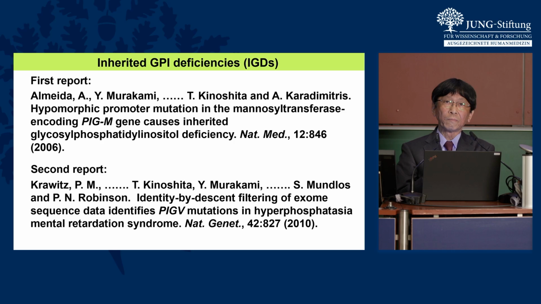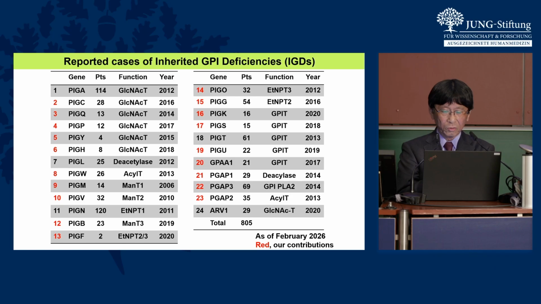Since 2010, many IGD patients have been discovered, mainly by whole exome sequencing. And as of February this year, pathogenic mutations have been found in 24 PIG and PGAP genes. In total, 800 patients were reported. We contributed to the report of the first cases of IGD with mutations in those genes shown in red.